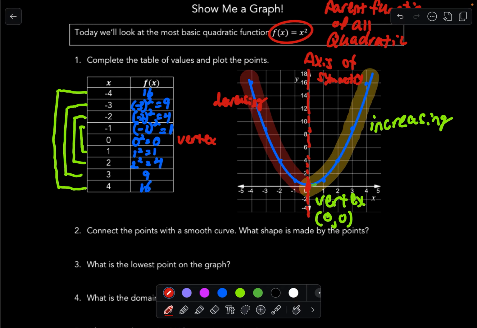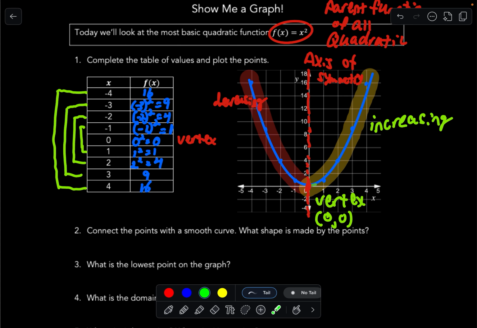Do you notice when we go 1 to the right, we go up 1 from the vertex, and if we go 1 to the left from the vertex, we also go up 1. If we go over 2 to the right, we go up 4. And if we go 2 to the left, we go up 4. That is, when you're at the same distance on either side of the vertex, the graph is at the same height. So we say that x equals 0, which is the y-axis, is the axis of symmetry.